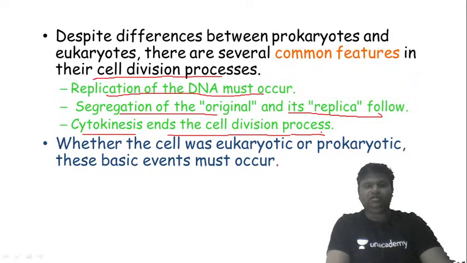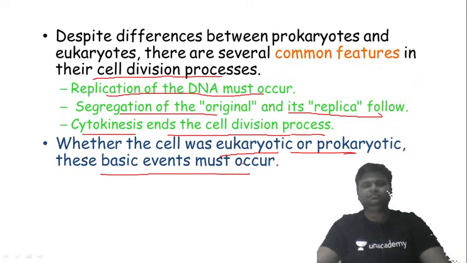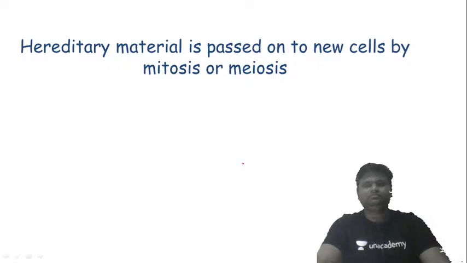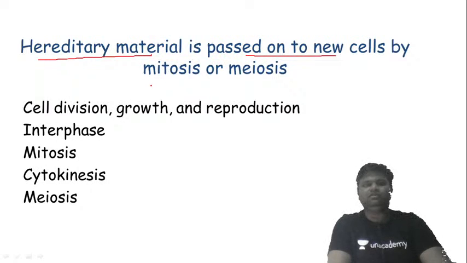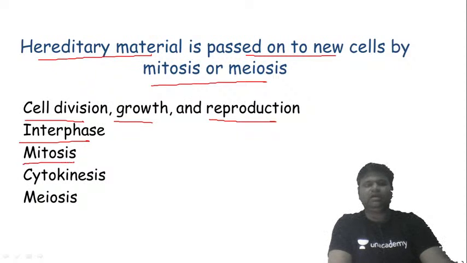So despite whether the cell was eukaryotic or prokaryotic, these basic events must occur before any cell division takes place. So in this case, the hereditary material is passed on to new cells by mitosis or meiosis, and then there is cell division and growth and reproduction. Then there is interphase, then there is mitosis, then there is cytokinesis, and then there is meiosis.